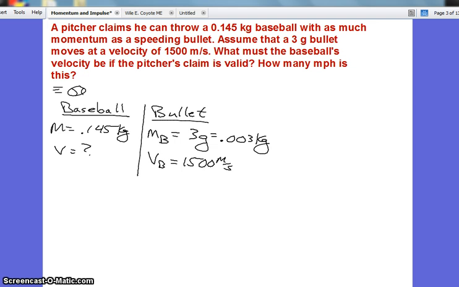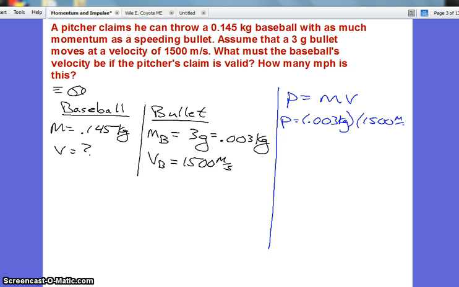The way that we're going to approach this problem is first we need to find the momentum. So we'll find the momentum of the bullet. Momentum is mass times velocity. So for the bullet, we have the mass to be 0.003 kilograms, and we have the velocity to be 1,500 meters per second. This gives us a momentum of the bullet to be 4.5 kilograms times meters per second. There's no special abbreviation for this unit. We simply take the mass in kilograms times the velocity in meters per second. So that is the momentum of the bullet.